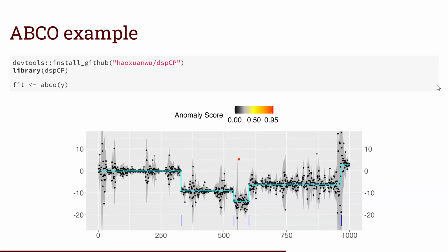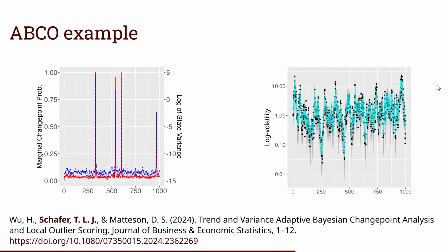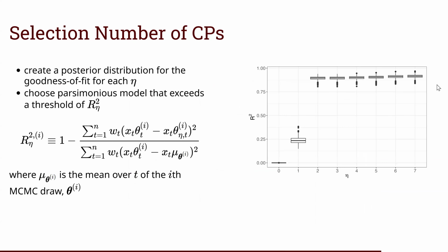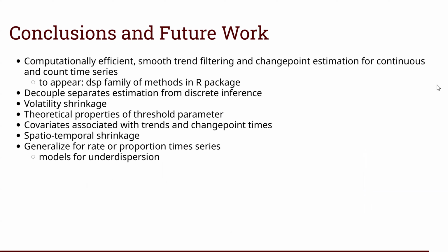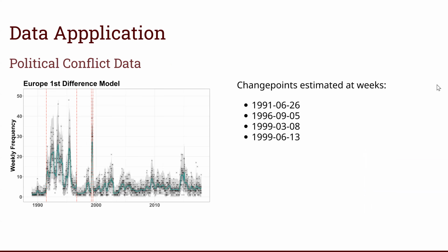Here, these locations are only identified because we summarize our posterior by the proportion of times when the threshold was 1, and we use that information to say where the change points are. I can show for some of the count extensions that it doesn't quite work very well.